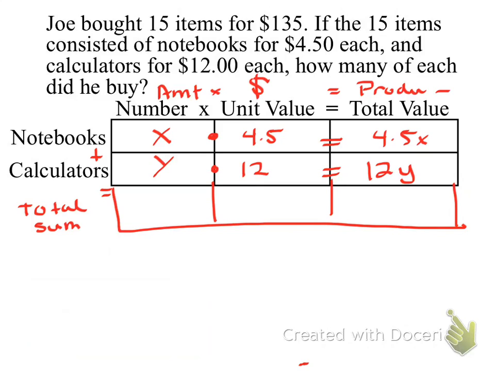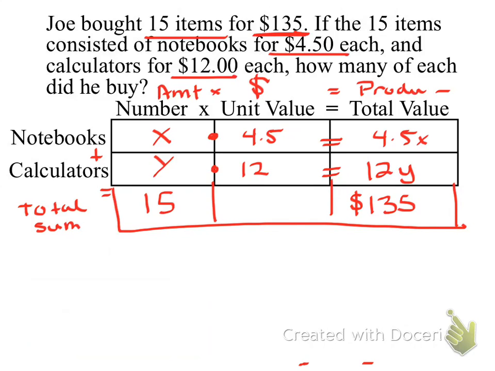Now, there's one more. I've used this. I've used this. There's 2 more pieces. I have 15 items. Does that go in the number column or the total value? That's an amount. That's a quantity. So it's a total quantity. It's not the quantity of one or the other. And the 135, that's a total cost. So that's going to go right here. My total cost.